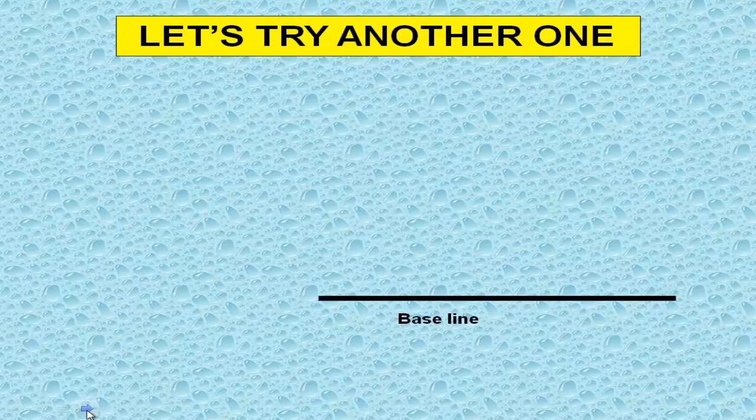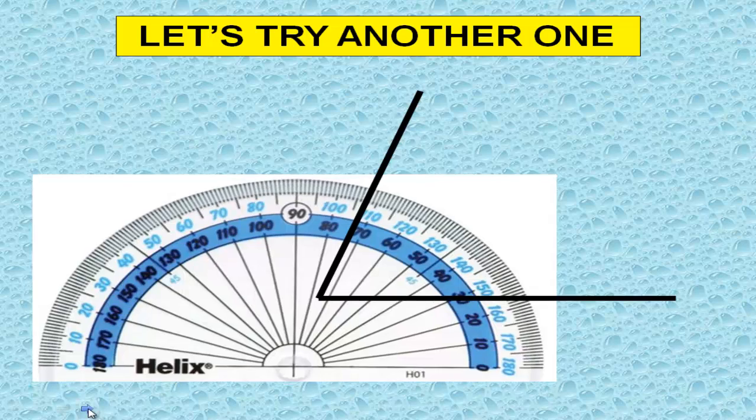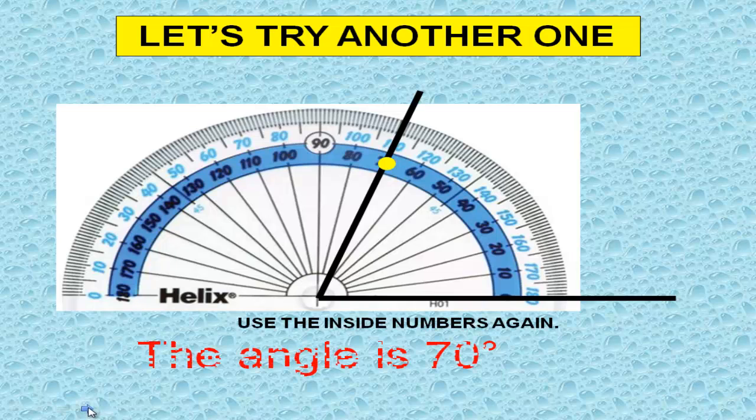Let's try another one. Here's an angle. Here's my protractor. We align the crosshairs with the baseline. We put the crosshairs right at the vertex. And notice that my baseline touches 0 at the inside numbers, that means I'm going to use the inside numbers. So how much does this angle measure? There it is. It measures 70 degrees.